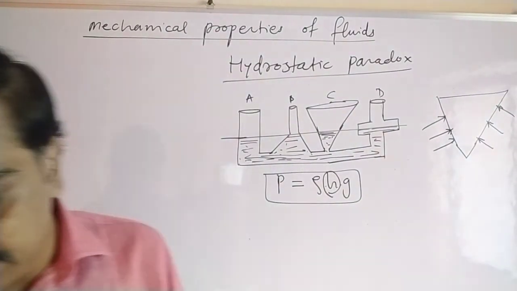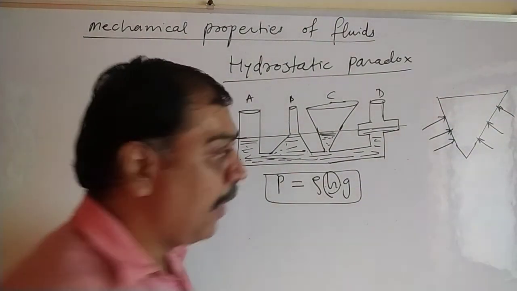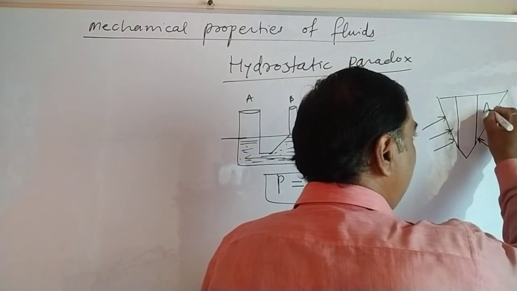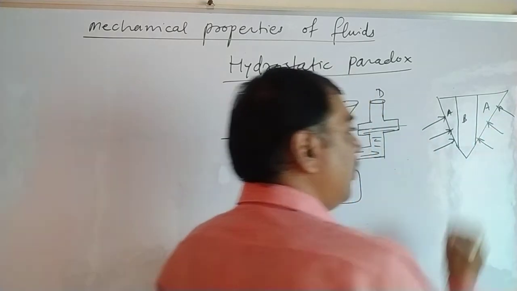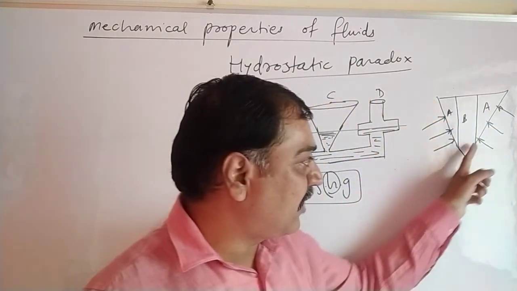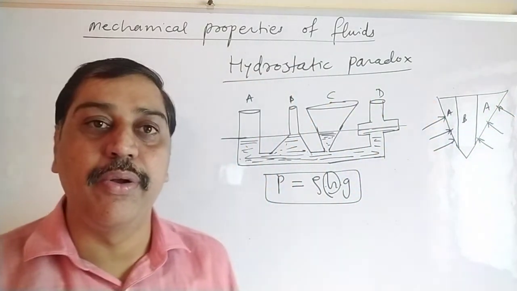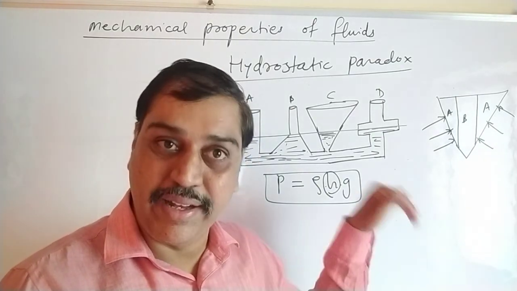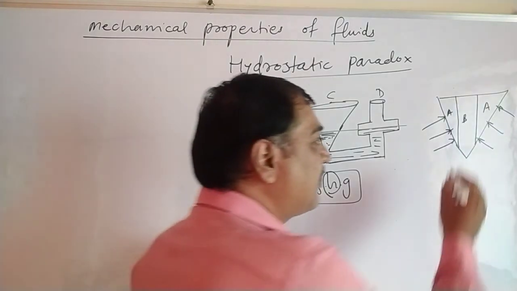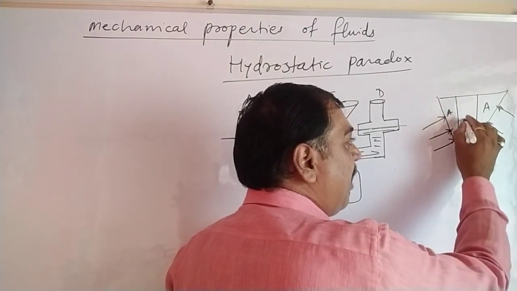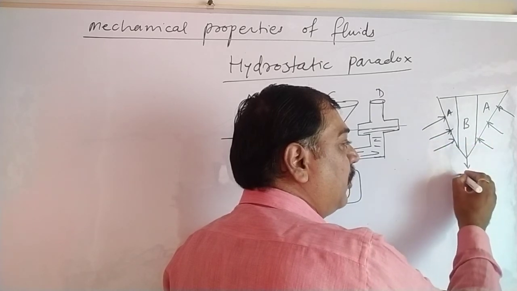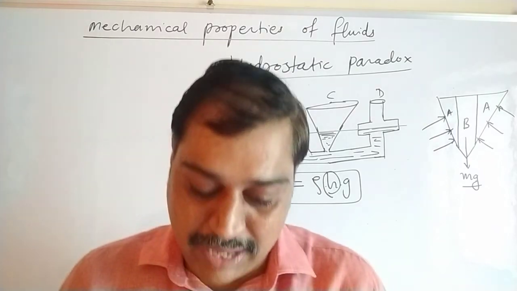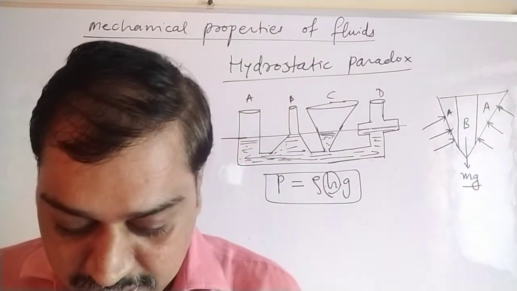Now here they have divided this vessel into 3 parts. Suppose we have taken this as A, again this as B, and this as A. So these forces applied on this surface and this surface can be split into a vertical component as well as a horizontal component to balance the weight. But what about this central part B? In this central part B, that will exert a force due to gravity, mg, in downward direction only.